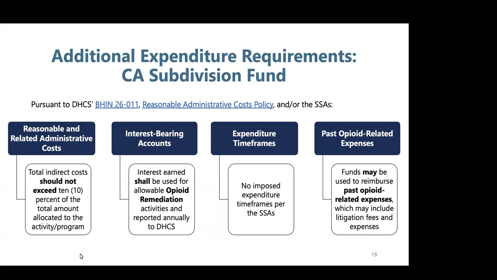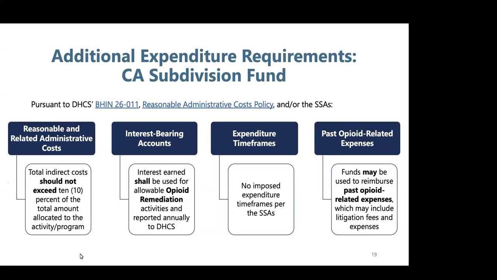There are no explicit expenditure timeframes in our state subdivision agreements. We do encourage you to follow those timeframes from the California Abatement Fund, just because these funds are really intended to get out and fund projects that help abate the opioid crisis today, right? Because it's not a future thing that is happening, it is happening right now.